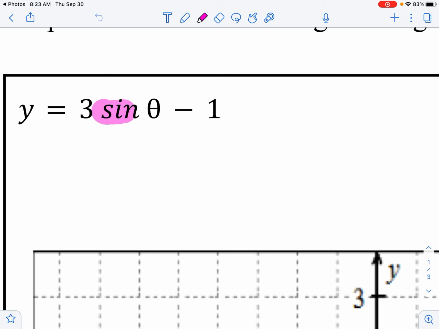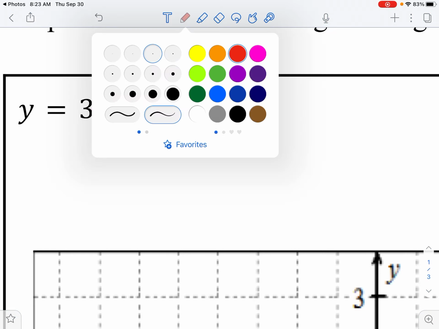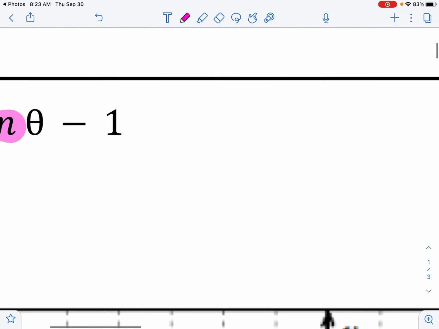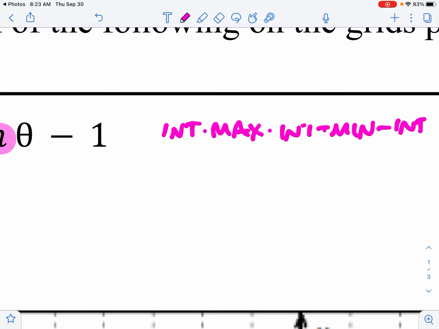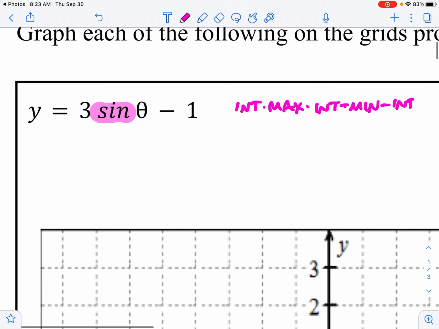So the first thing we want to do here is think about which one we're graphing, which in this case is sine. And we're going to think about what are those 5 important points for a sine curve. Okay, so as we listed them: intercept, max, intercept, min, intercept. And the sooner we get to know those, the easier this graphing process will get.